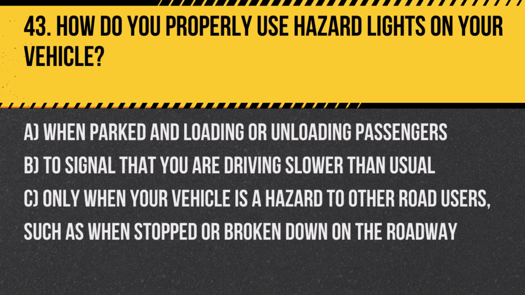Question 43. How do you properly use hazard lights on your vehicle? A. When parked and loading or unloading passengers. B. To signal that you are driving slower than usual. C. Only when your vehicle is a hazard to other road users, such as when stopped or broken down on the roadway. Answer. C. Only when your vehicle is a hazard to other road users, such as when stopped or broken down on the roadway. Hazard lights should be used to warn other drivers of a potential danger.